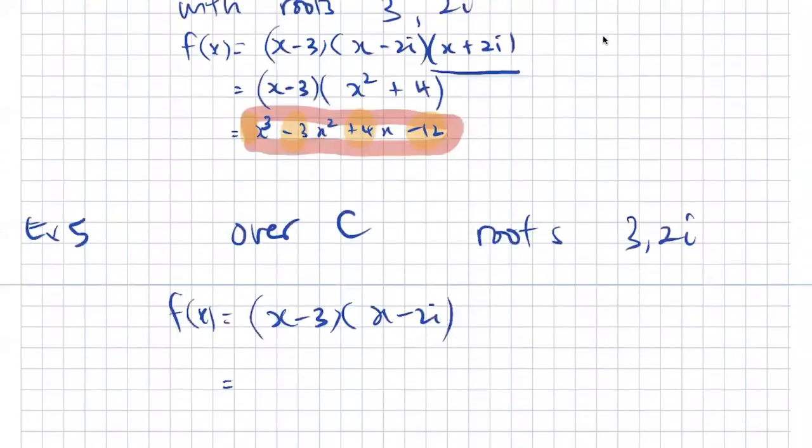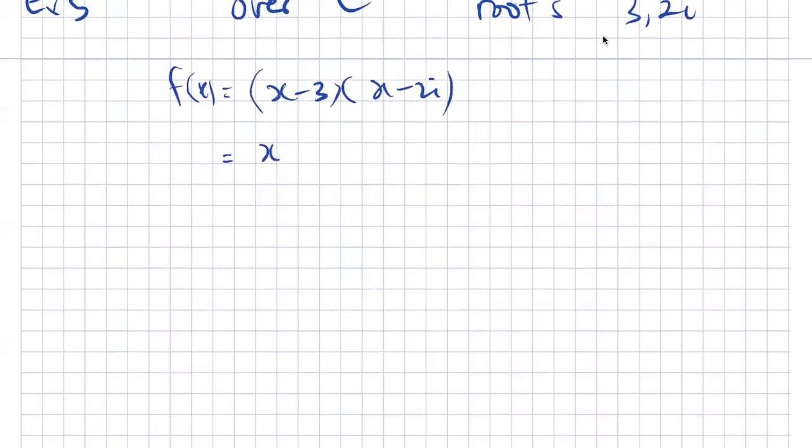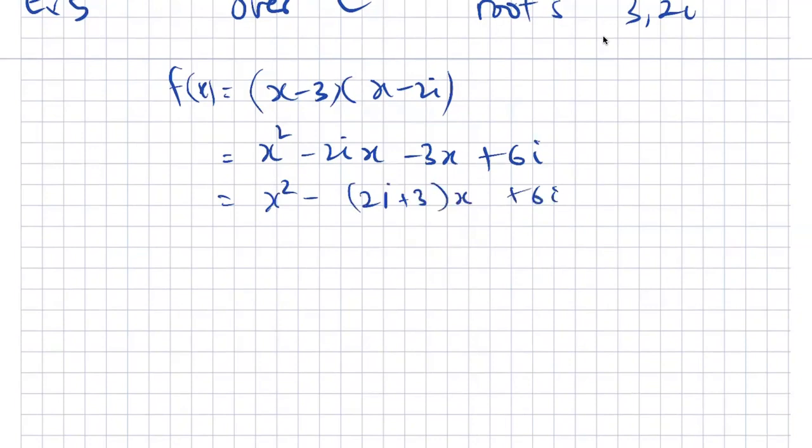And we just multiply that out. And by the way, this will help us to clearly see that there are complex parts there. So x squared minus 2ix minus 3x plus 6i. We should group the x coefficient together in that way: x squared minus (2i plus 3)x plus 6i. There we are. That'll do it. We're done.